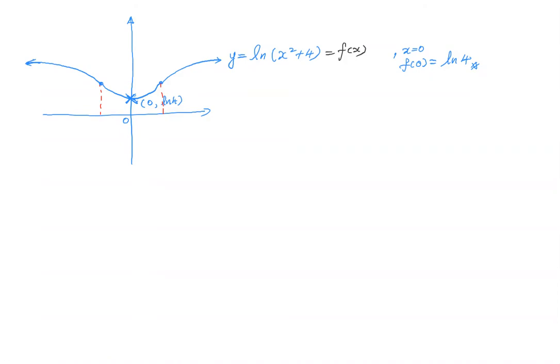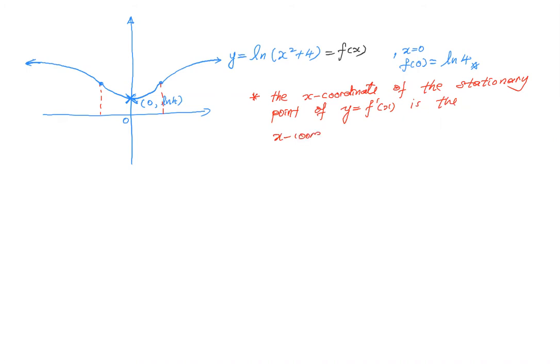You have to draw the graph of f prime x, using this fact: the x coordinate of the stationary point of y equals f prime x is the x coordinate of the inflection point of y equals f x, isn't it? Yes, this makes sense.